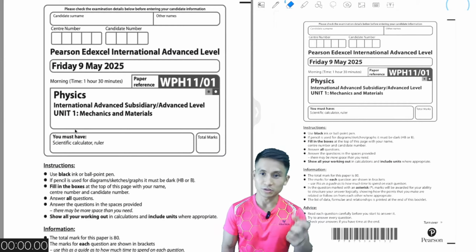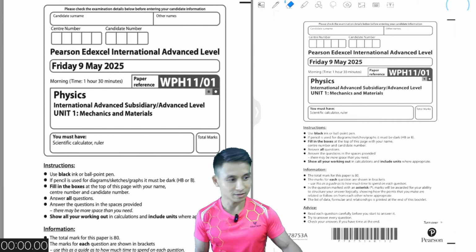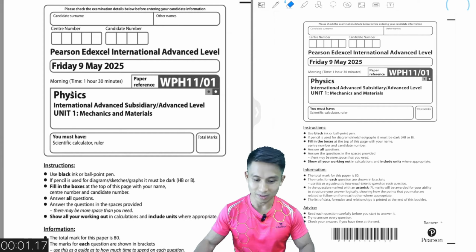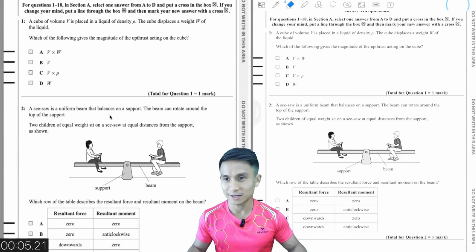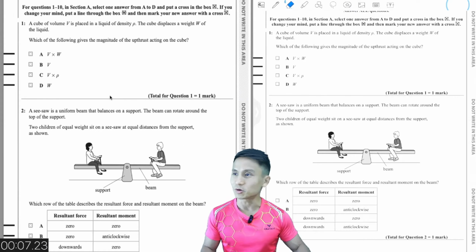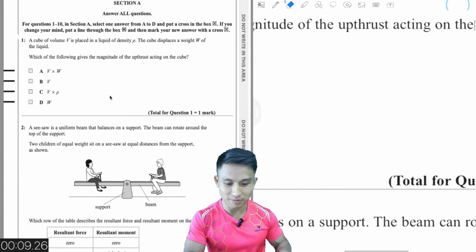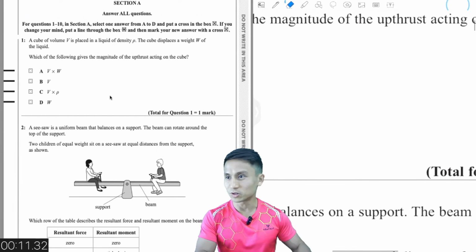Okay, so here's the paper, and I'm going to start the timer now. Alright, let's go. So let's do the multiple choice first, right? I'm just going to keep the question on the left part here, and maybe I'm going to zoom in to the working area here.